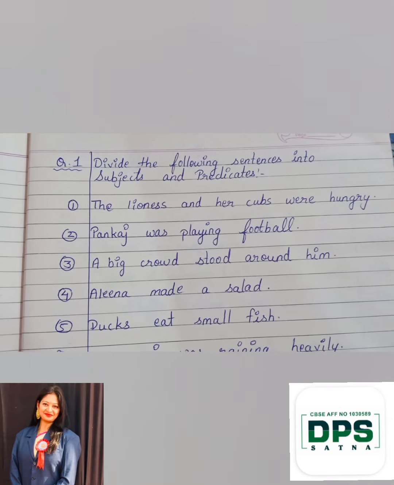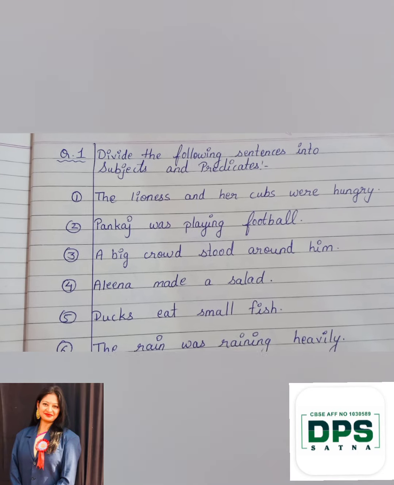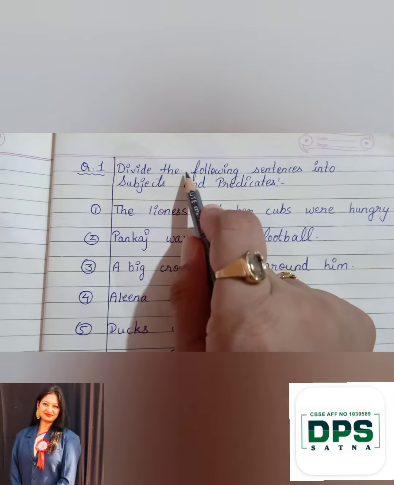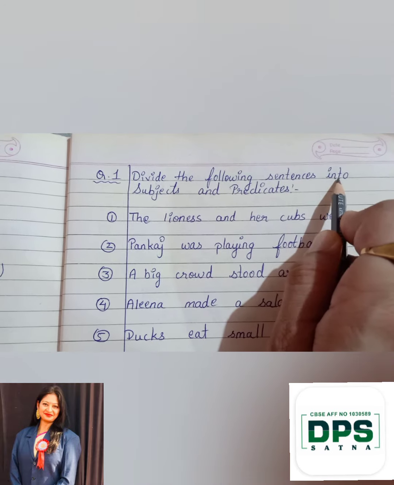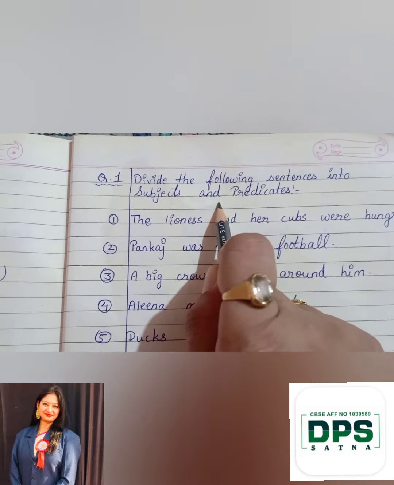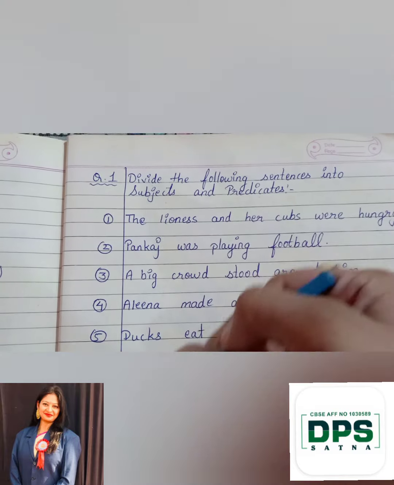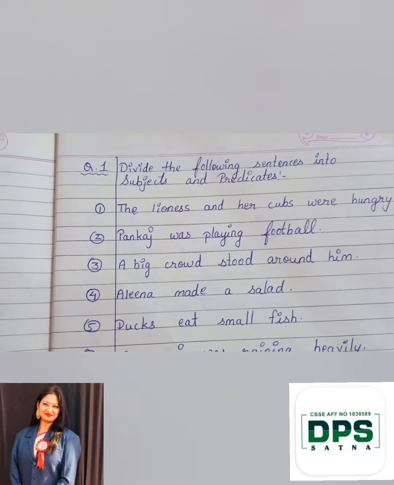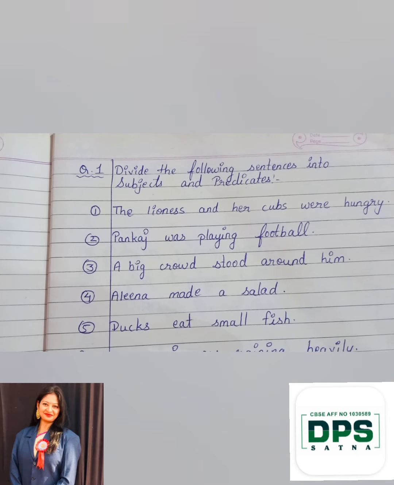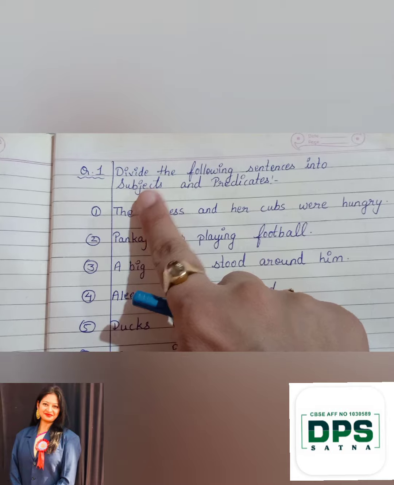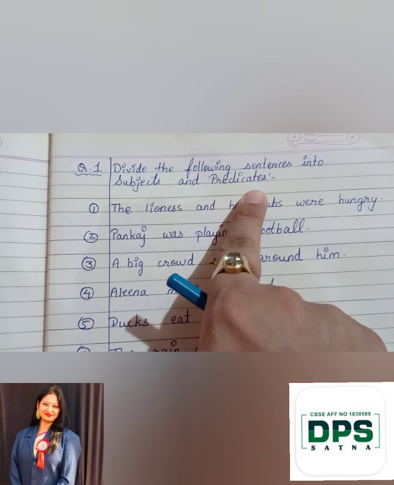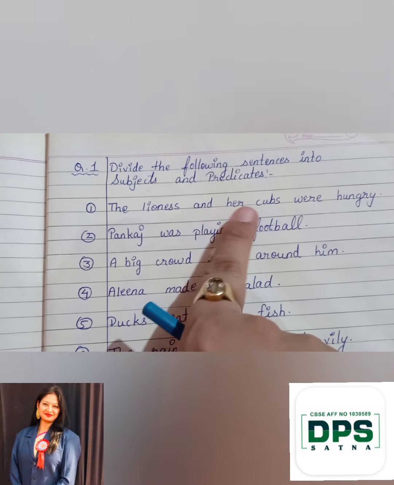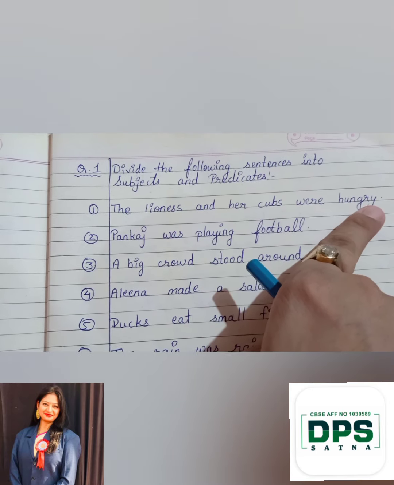Now, for more practice, let us solve some examples. Now here we can see, divide the following sentences into subjects and predicates. That means here I have written some sentences, and we have to divide these sentences into subject and predicate. So let us see the first sentence. The lioness and her cubs were hungry.